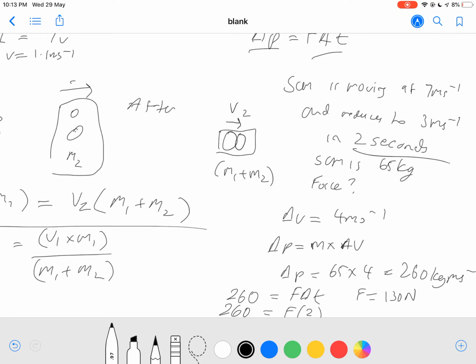I don't think there's much more in terms of momentum. Just need to double check. I don't want to miss anything out, actually.